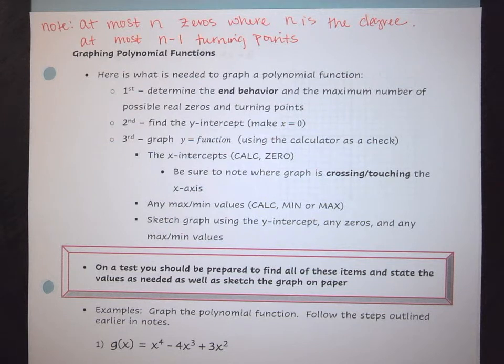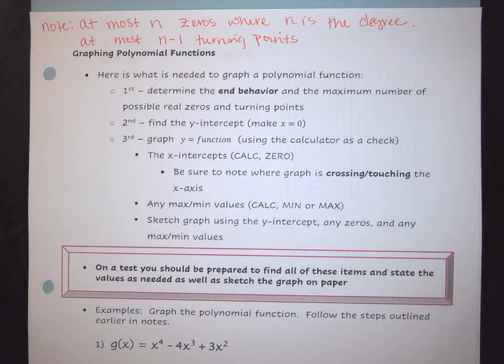So for example, if you had a degree of 23, then at most you would have 23 zeros, or 23 places where you cross or touch your x-axis. To find the number of times your graph is going to have a turning point or change directions, you would take that degree of 23 and subtract 1, which would give you 22, so you would have 22 possible turning points. Of course, no more, but there could be less. So it just depends on what your function is.